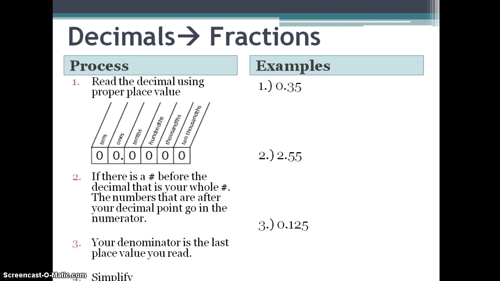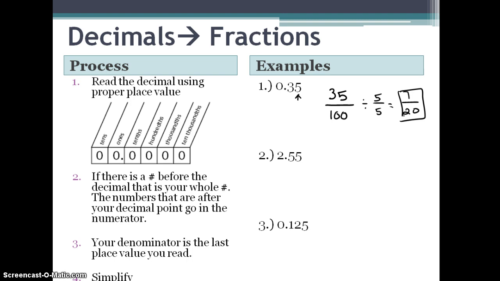So if you look at number 1, we would read 0.35 as 35 hundredths. So 35 is your numerator, and since that 5 is in the hundredths place, we're going to write 100 as our denominator. So 35 hundredths as a fraction is 35 over 100. Now you need to make sure that you reduce this. So 5 goes into both. So this equals 7/20.